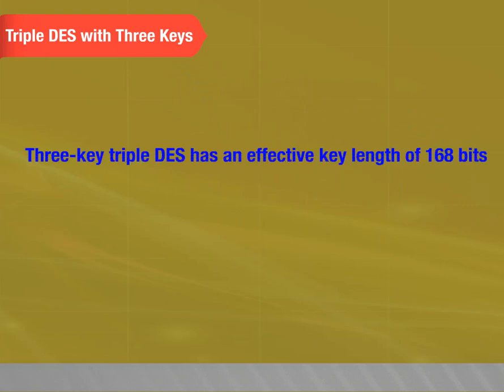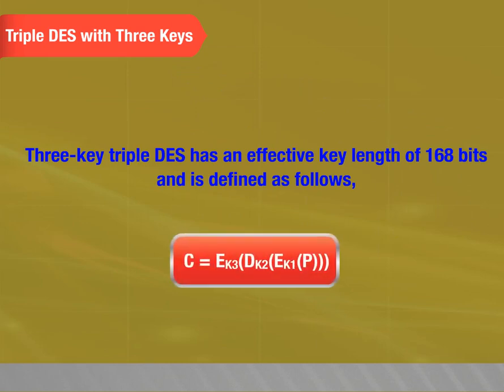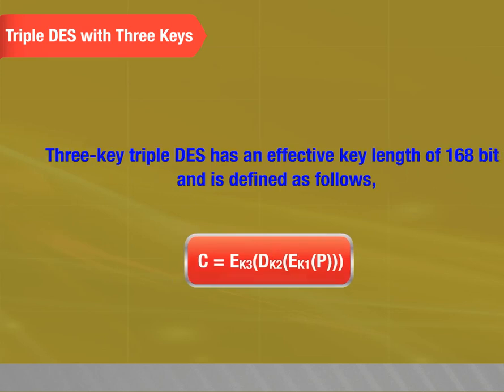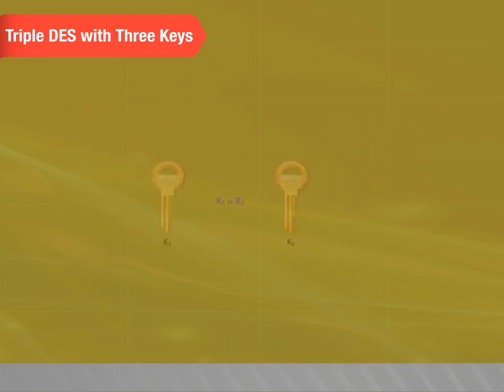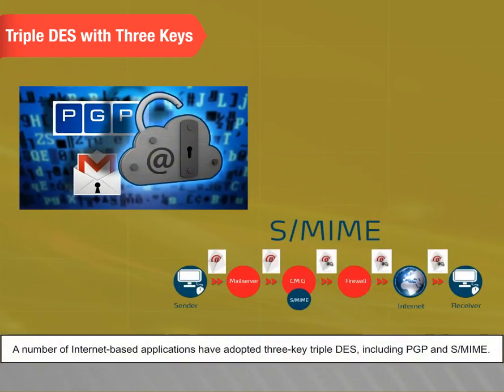3-key Triple DES has an effective key length of 168 bits and is defined as follows. C = E(K3, D(K2, E(K1, P))). Backward compatibility with DES is provided by putting K3 = K2 or K1 = K2. A number of internet-based applications have adopted 3-key Triple DES, including PGP and S/MIME.